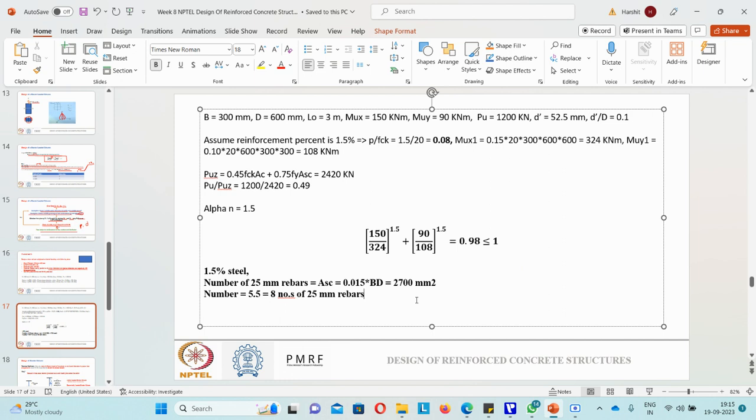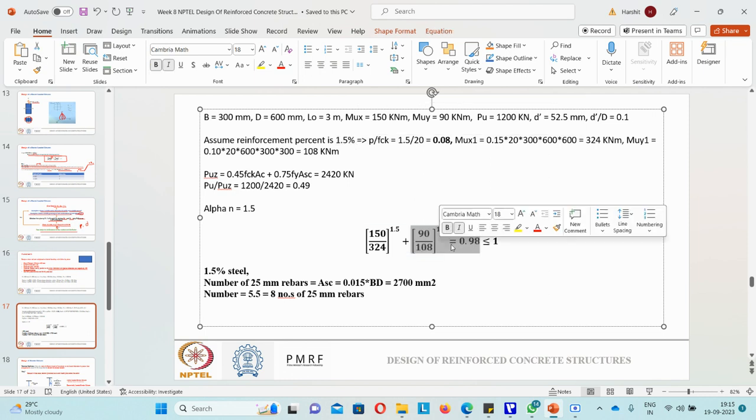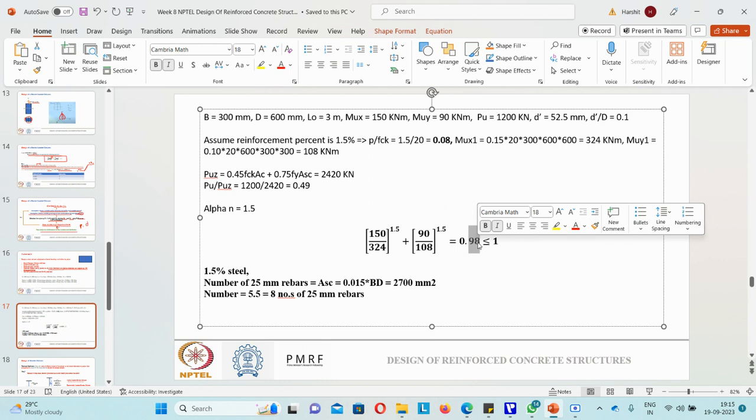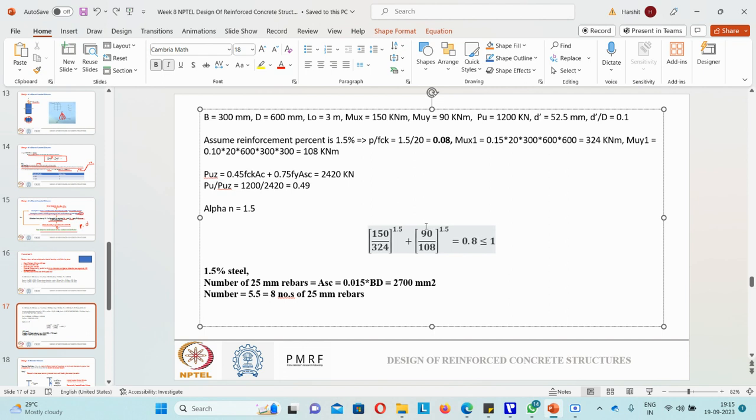What this will also do, if I'm providing 8 rebars, my ASC will also become greater than 1.5. So this value, which was very close to 1, will reduce now. This value will come out to say 0.8 or 0.75, and my design will be on the safer side. Right now the design would be optimum, but just to be on the safer side, I am providing more rebars. So now we will provide 8 rebars.